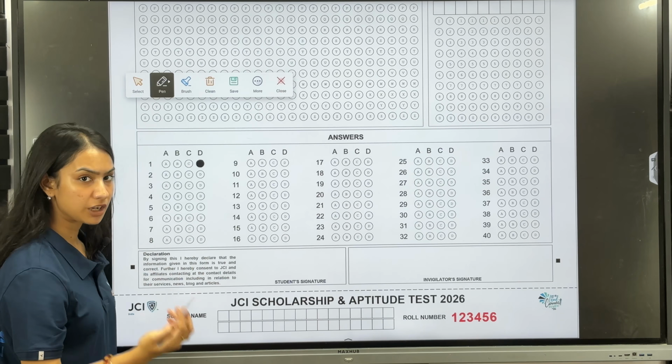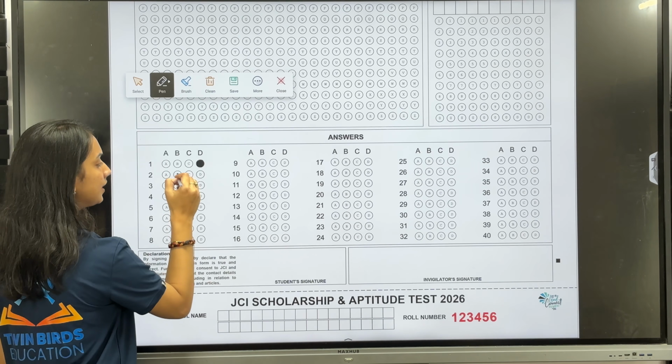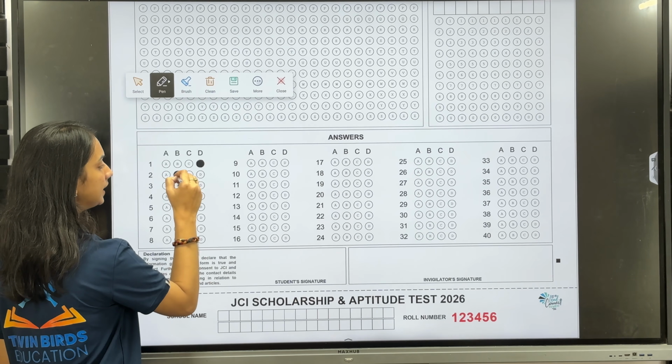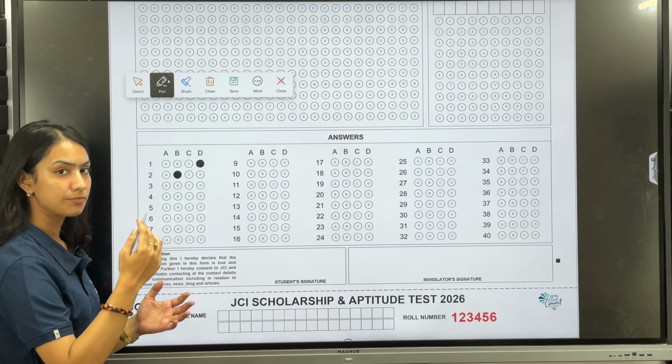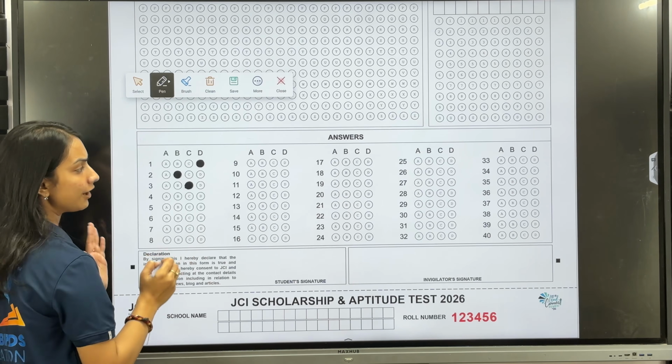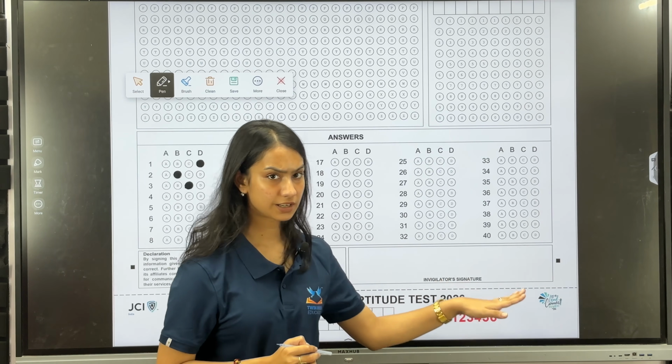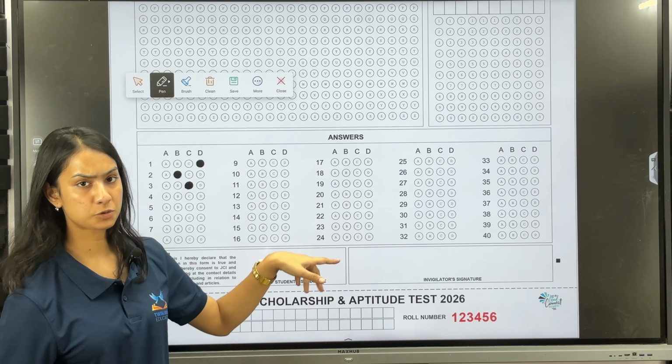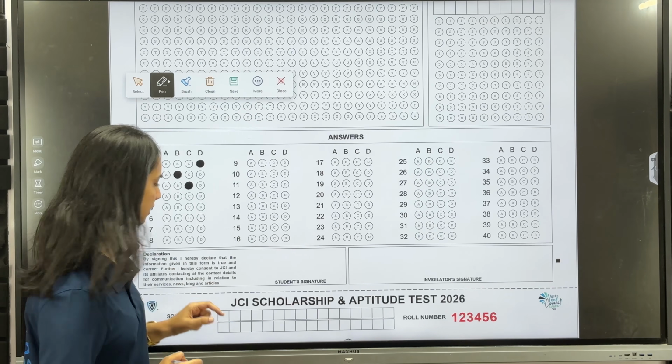You read question number 2 and its answer was B. You read question number 3 and the answer was C. Likewise, you have to answer all the questions here and circle the options in front of the question number.